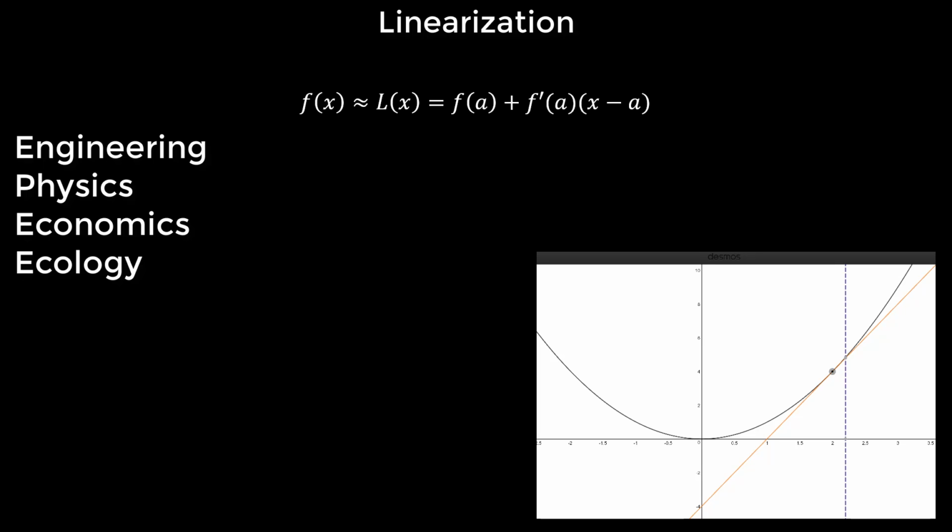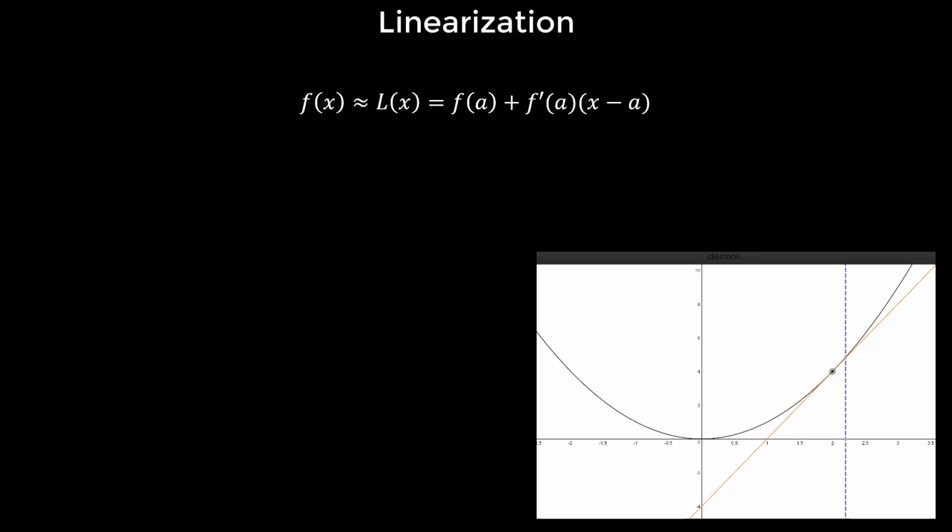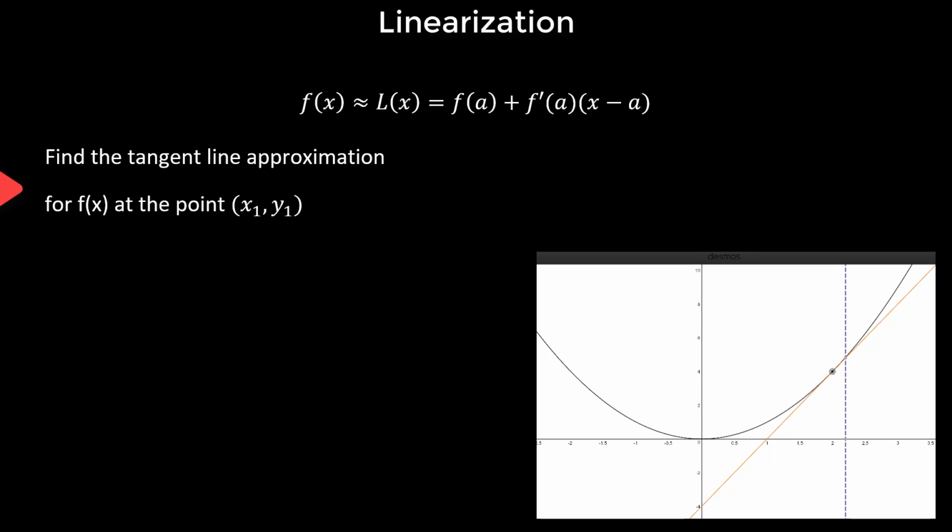So here are some common questions that you'll be asked about linearization. One, they're almost always going to ask you to find the tangent line approximation for some function based off of a point. And when they give you the point, they'll give you the point on that function. It's usually going to be x1, y1. So for example, they could say, find the tangent line approximation for f of x equals x squared at the point 0, 0 or 1, 1 or 2, 4, because they're going to give you a point on the actual graph.